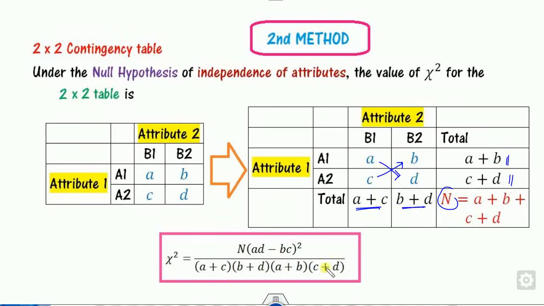So this is the first method, and this is the second method, or otherwise you can calculate it this way. That depends from problem to problem. I always prefer this one, but remember that this method is applicable only for 2 cross 2.